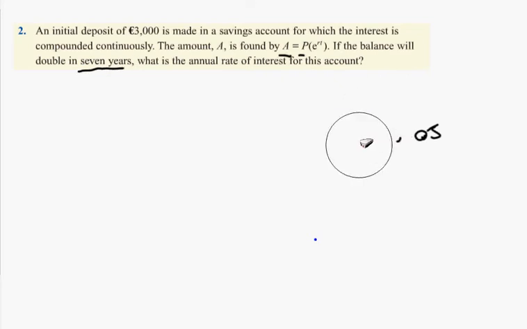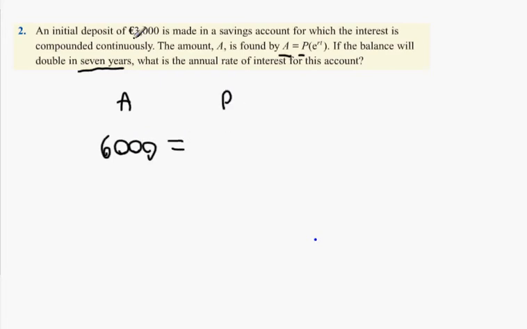Now, let's write down our question here, okay? So A equals A, we don't know what it is, but we're told that it doubles in 7 years. So what does that mean? What would A be after 7 years? 6,000, right? So A is 6,000 after 7 years. P is 3,000, the principal. Okay. E, it's just saved in your calculator. We're looking for the rate of interest. So the whole point is to find out what R is, and T is 7. So it's going to be e to the power of 7R.